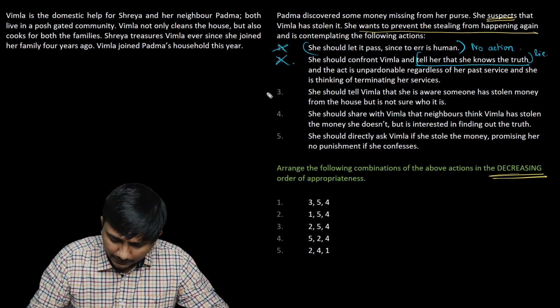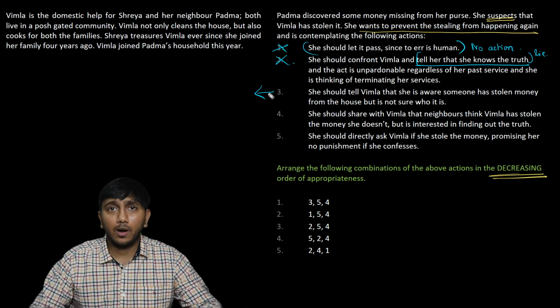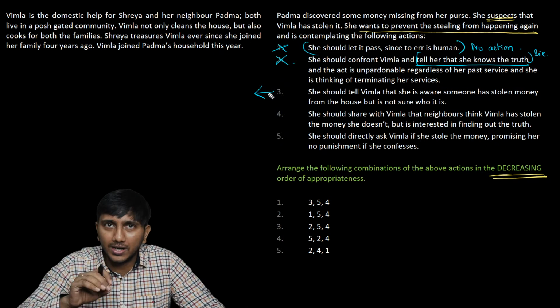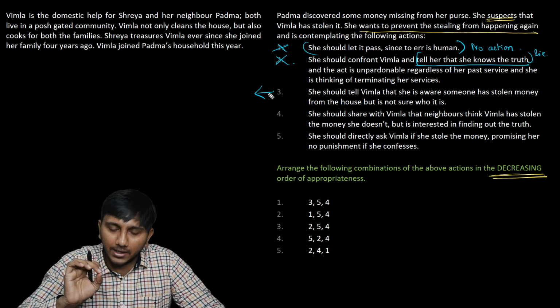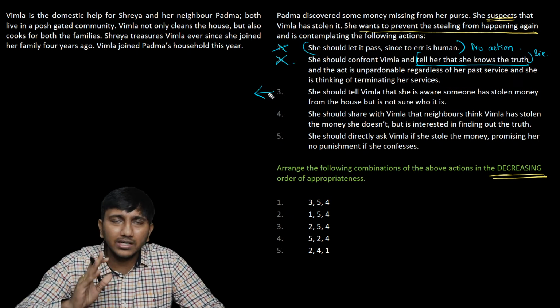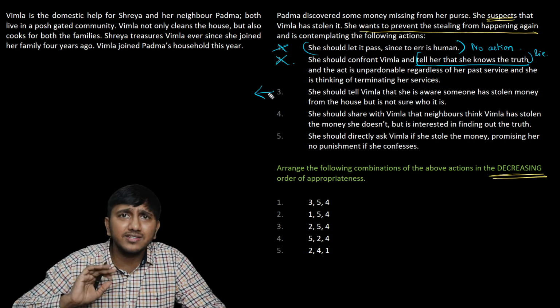That's exactly correct. So how is this going to prevent it? If Vimala is someone who has stolen, it will send a message to Vimala that Padma is aware and probably she is also looking out for who is stealing. So you'll have to be careful. It will just send a message without directly confronting. She is sending a message.